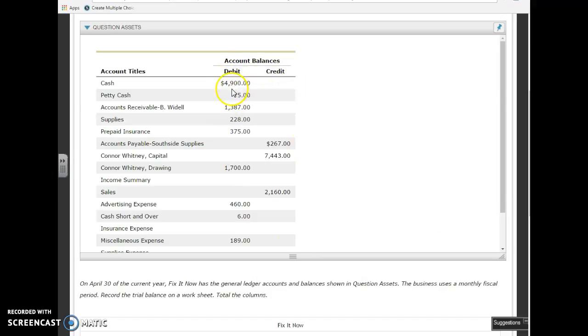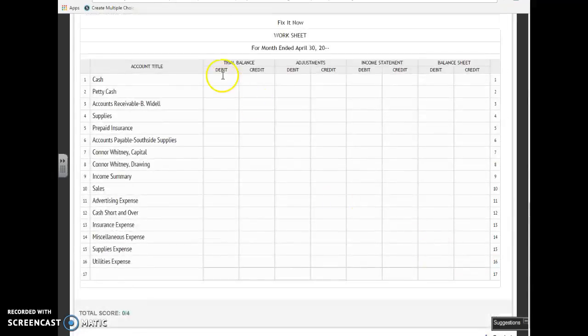So I know cash, for example, $4,900 debit balance. I just fill that in, $4,900. Okay, so my petty cash, it told me up top $75 balance. My accounts receivable, $1,387. My supplies, $228. My prepaid insurance, $375. My accounts payable, $267. My capital, $7,443. My drawing, $1,700. It did not tell me I had an income summary balance, so we just leave it blank.